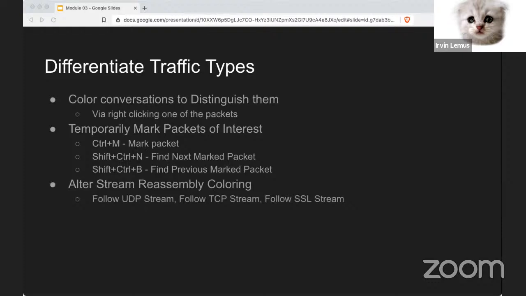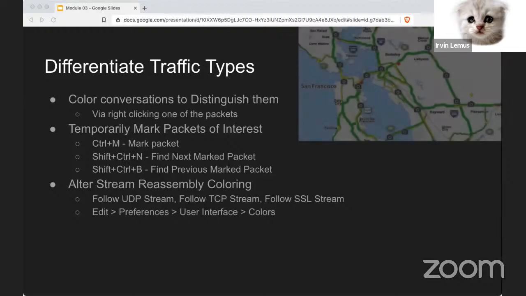You can alter the stream reassembly coloring as well by using any one of these, following UDP, TCP, or SSL streams. And you can go to Edit Preferences, User Interface Colors.